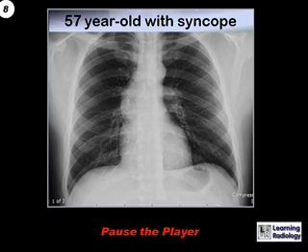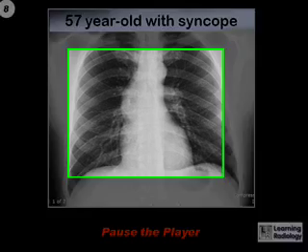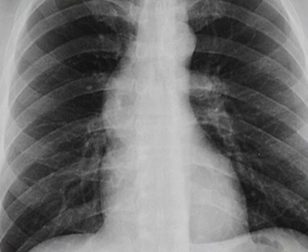This is a PA chest radiograph of a 57-year-old with syncope. Pause your computer or MP3 player.